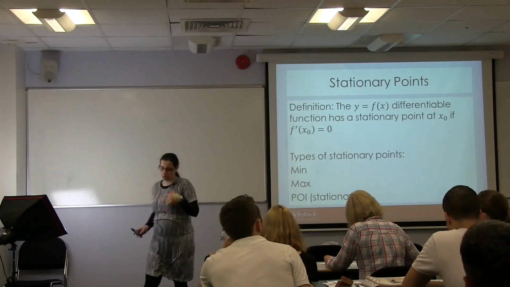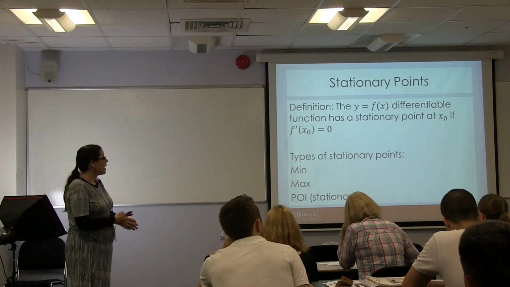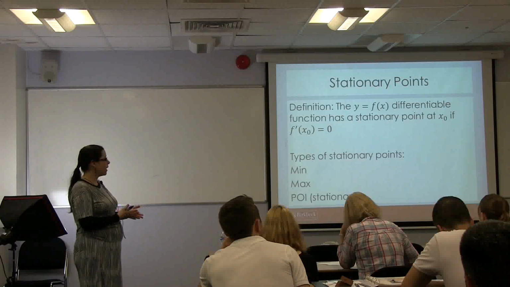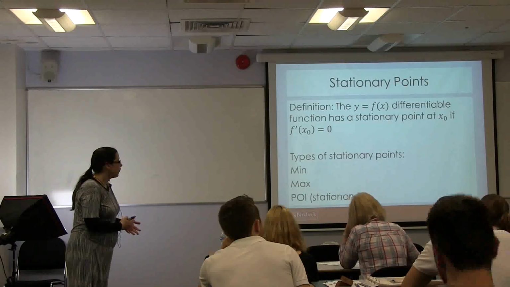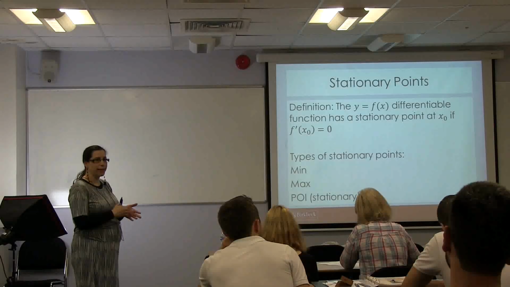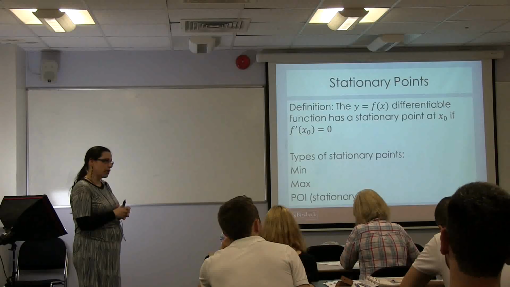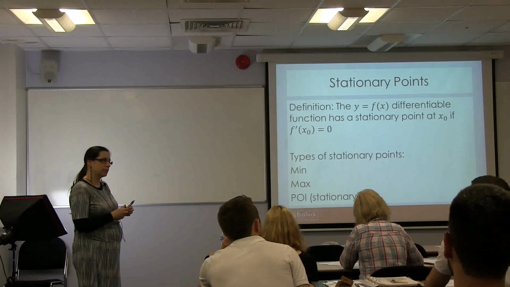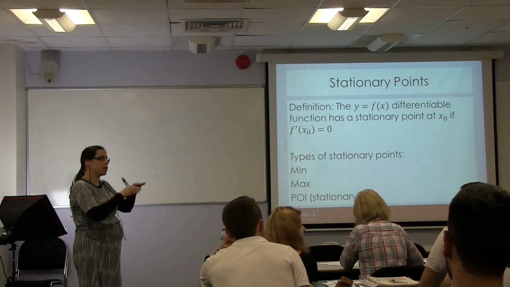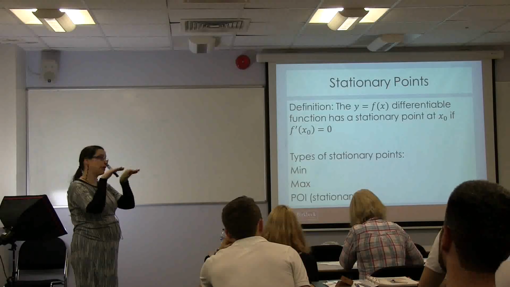So, optimization. To understand optimization, first we need to know about stationary points. So stationary points are the points where a differentiable function's first derivative is equal to 0 at that particular point. Why do you think we call them stationary points? Where the tangent is horizontal. Yes, and if the tangent is horizontal, that means that the function is not changing. So the function is stationary at that particular point.